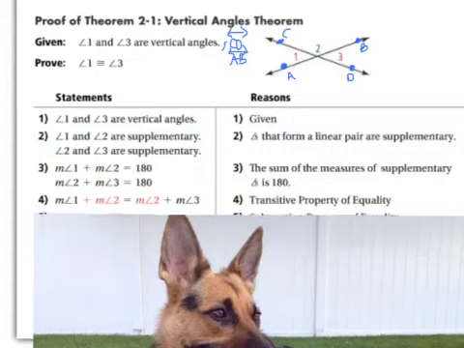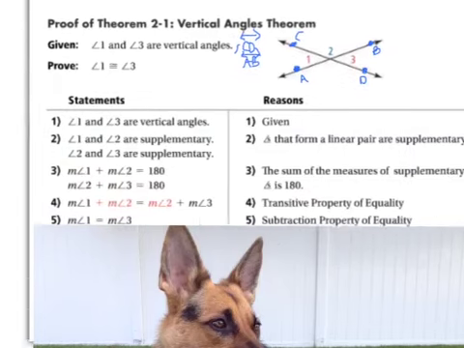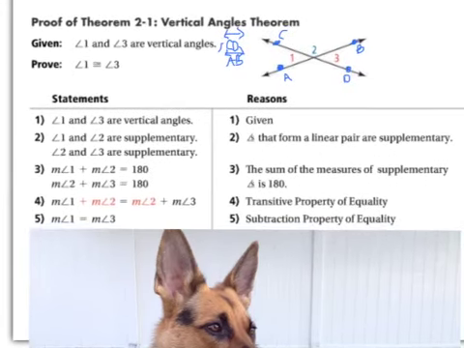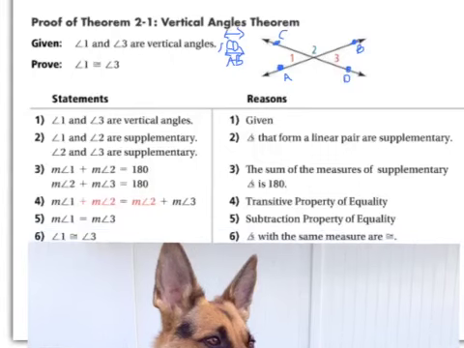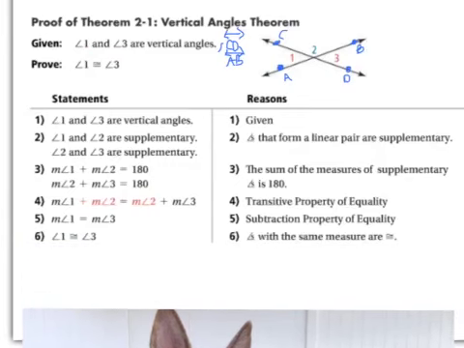Now, if we simply subtract the measure of angle 2 from both sides, it cancels out on both sides by the subtraction property of equality. So we have the measure of angle 1 equals the measure of angle 3. You have to change them to congruent because we're trying to prove that they're congruent, not that they're equal. So angle 1 is congruent to angle 3 because angles with the same measure are congruent. And that would be the end of our proof.